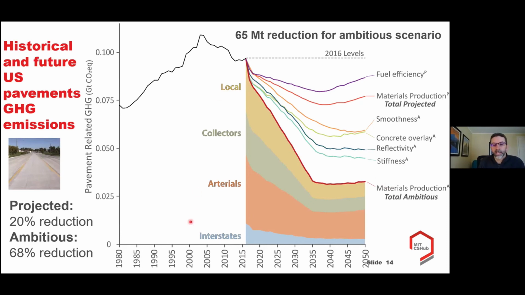One of the things that's interesting, at least in the US, is that we talk a lot about interstates, but you can see there's so much more impact from other roads, even including local and collector roads as well. So what's interesting is that if we can achieve all of these reductions, we'll actually meet about a 68% greenhouse gas reduction target, or 65 million metric tons compared to 2016 levels. And that's about the target that we're trying to meet with the Paris reduction goals. So that's interesting, but of course it does require more ambitious actions.